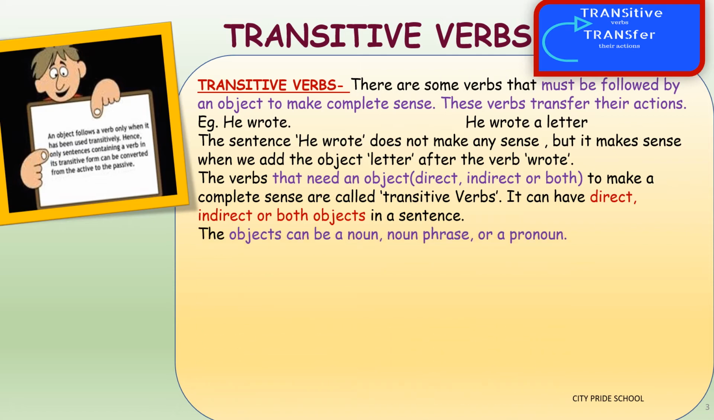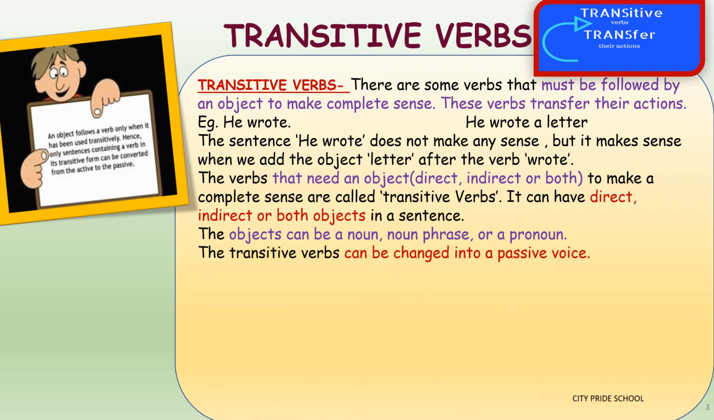Now the objects, we have discussed this in direct and indirect objects also. The object that we use as a direct or an indirect object can be a noun. It can be a noun phrase, which is nothing but the combination of an article and a noun, or an adjective and a noun. And it can be a pronoun as well.